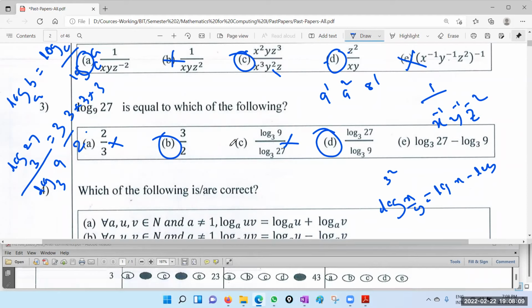B and D. Now you must have all the indices rules on a single page, right? All the log rules, indices rules, all the Boolean algebraic rules, all the rules related to probability. All those must be there.